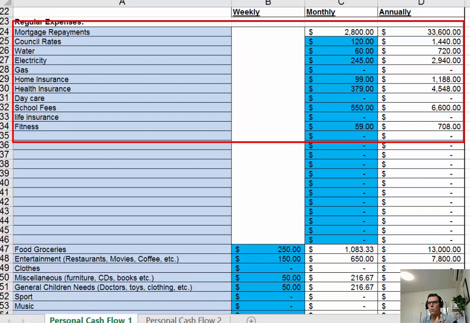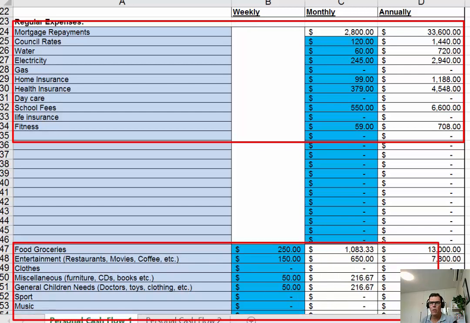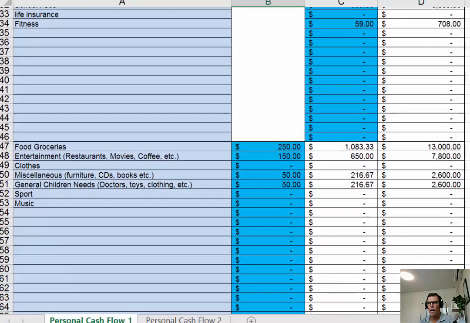The next is the weekly basis. What are some of the key things that continually need to come out on a weekly basis? Again, food, groceries, clothes, miscellaneous. Put it on the weekly, and that'll then calculate your monthly and your annual. And obviously you've got extra cells in there that you can add in.